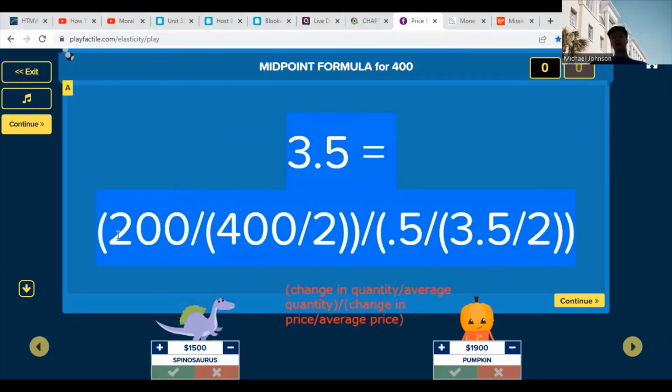So change in quantity would be 200, and then you find the average of quantity. Then change in price would be 0.5, and you find the average price.